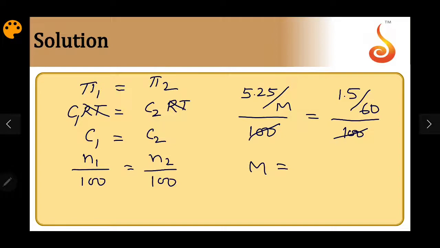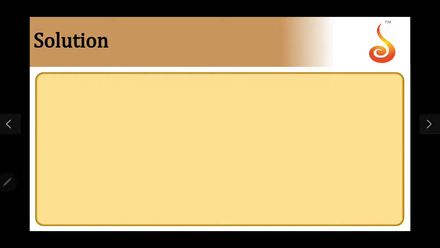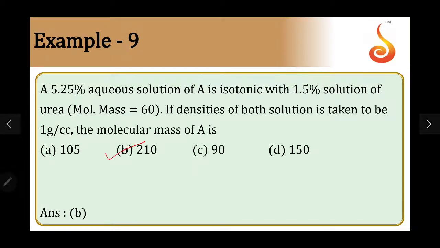so if I take 5.25 into 60 divided by 1.5. So 60 by 1.5 means 40 times. 40 into 5.25 becomes 210. So M, the atomic mass or molecular mass of the substance, will be 210. So answer is B, that is 210.